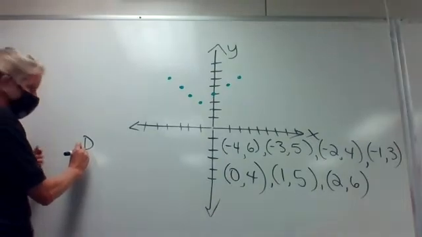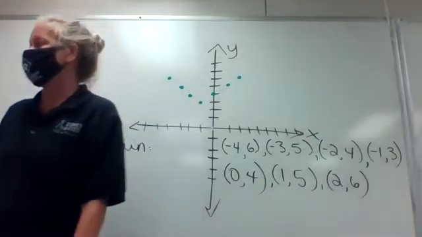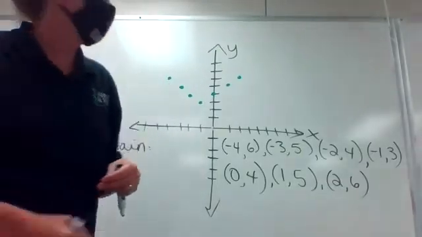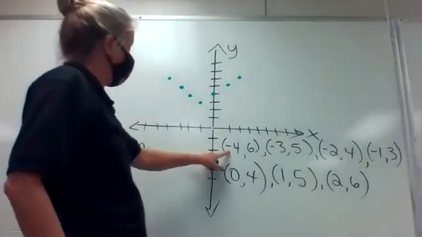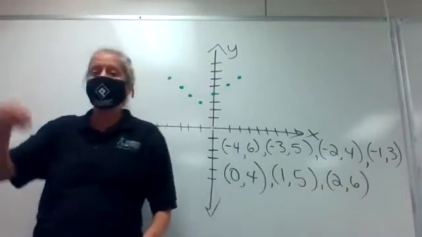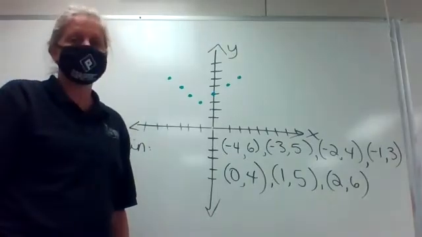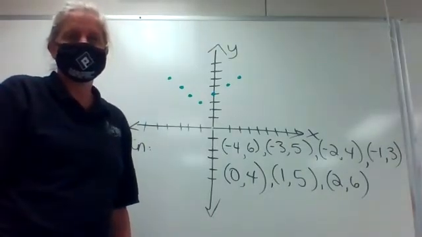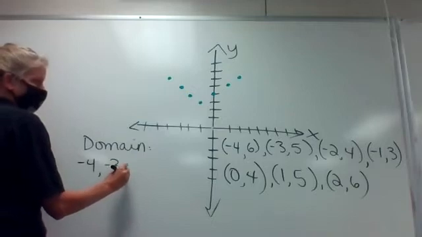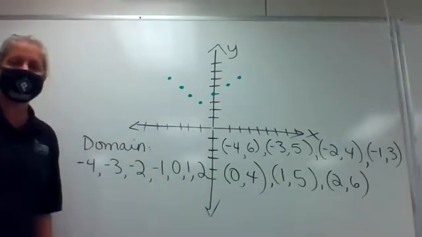Your domain, which would be all your x values. If you see any repeats, there's no need to write the number twice. Okay, so on my domain, let's see, I've got -4, -3, -2, -1, 0, 1, and 2. So all of those numbers are in your domain. So -4, -3, -2, -1, 0, 1, 2. So there's your domain.